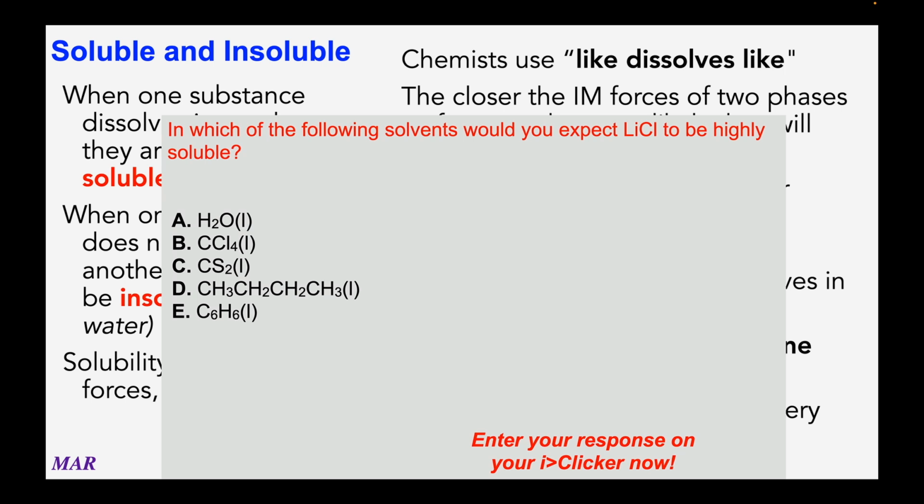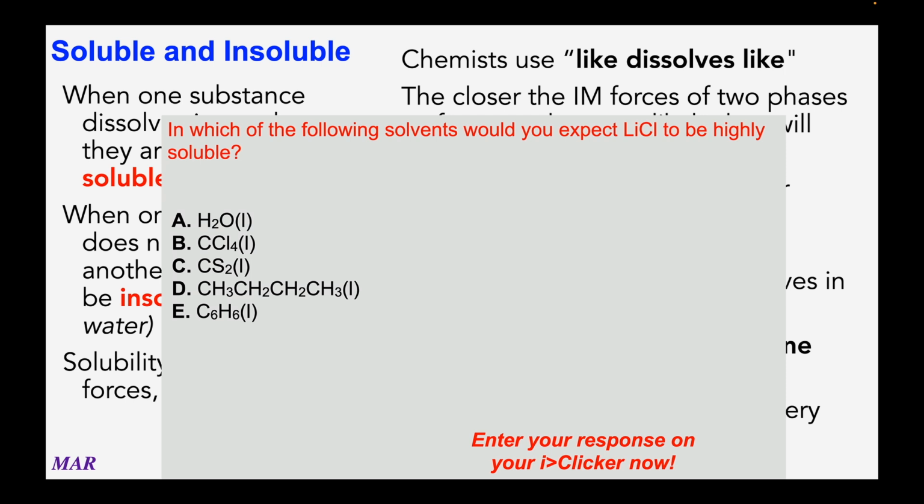It says, in which of the following solvents would you expect lithium chloride to be highly soluble? And you can see there's water, carbon tetrachloride, carbon disulfide is C, D, that compound is liquid butane, and E is a compound called benzene. You don't have to worry about any of that. But what I would like you to think about are the types of intermolecular forces happening. So lithium chloride is ionic. It's got a positive Li and a Cl minus, and those are going to be pretty strong forces.